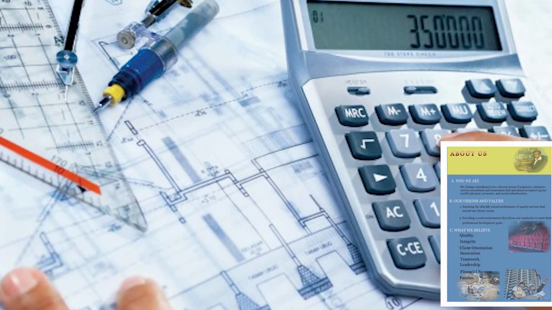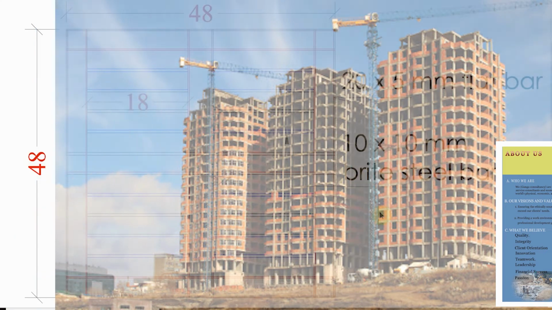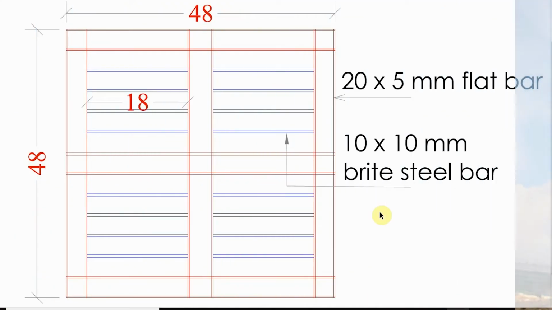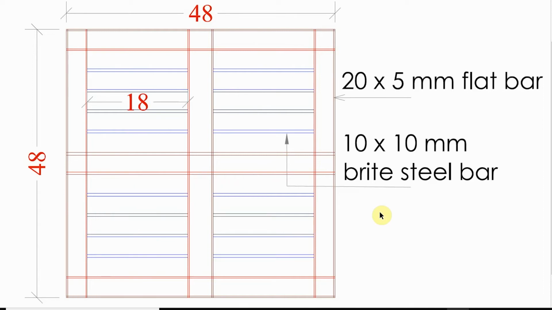Now, in this fabrication, I'll take a small window grill. In this fabrication, there are 5 steps involved. One is data collecting, and the second one is the market rate for the steel. So here, in step one, first we have to choose the design. What type of design are we choosing? Here I am choosing a flat bar all round, and inside, completely 10 mm by 10 mm bright steel rods.